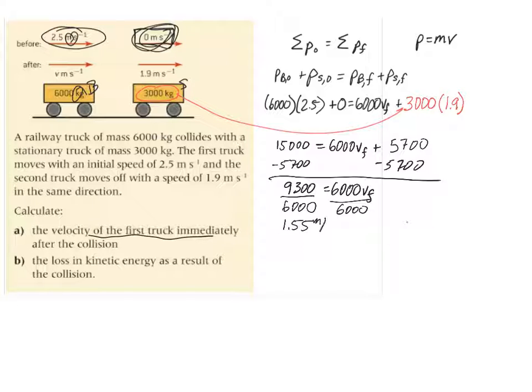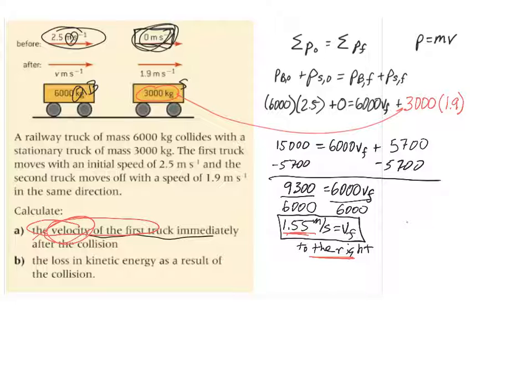1.55 meters per second. Now, it's important to note here that the 1.55 meters per second is positive. That means that it's moving to the right. Okay? And that's actually really important because the question asks for the velocity of the first truck. Velocity, remember, is a vector. Because it's a vector, we need to give both a magnitude and a direction. If I were to get a negative number, then that means it would bounce back.